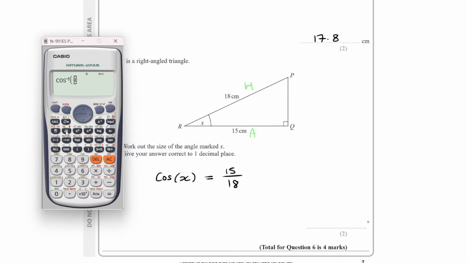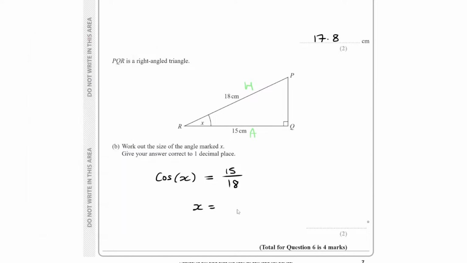Oh, my number keyboard isn't working today. 15 over 18, there we go. And then you can see that makes sense for an angle. So again, 1 decimal place, 33.6. Yeah. So that was quite nice actually, because you had basically 2 of the same question. If you knew how to do one of them, you probably did know how to do the other as well.